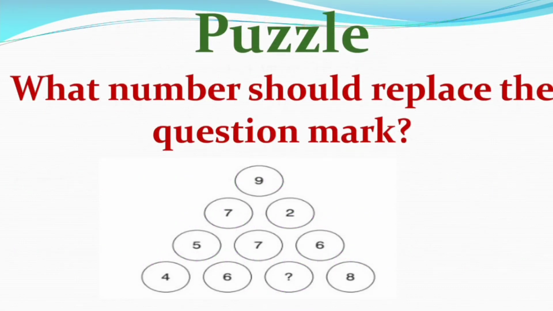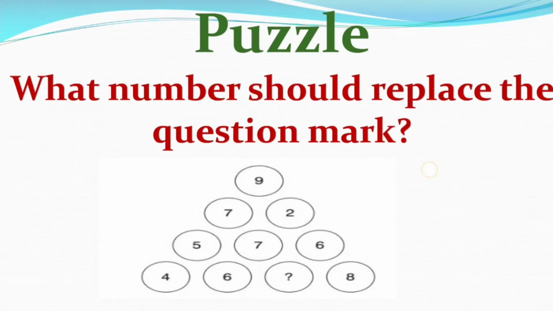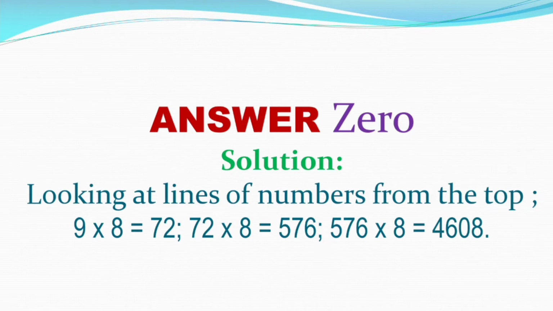Today's puzzle. What number should replace the question mark? Answer is 0. Solution. Looking at lines of numbers from the top. 9 8s are 72. 72 8s are 576. 576 into 8 is 4608. So 0 replaces the question mark.